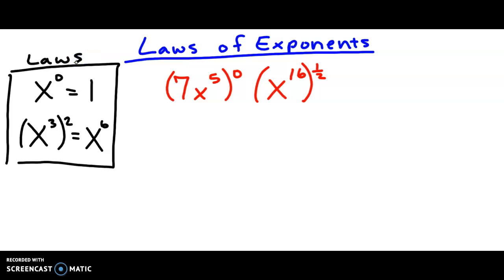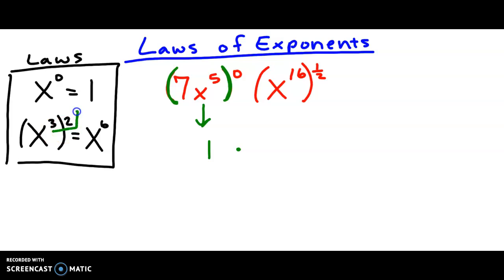So for instance, in this first part of the problem, you'll notice that this entire set of parentheses is raised to the 0 power, which means that entire thing is 1. Anything to the 0 power is 1. Doesn't matter what it is. Times, now the second part, we have x to the 16th, and then it's also raised to the 1/2.